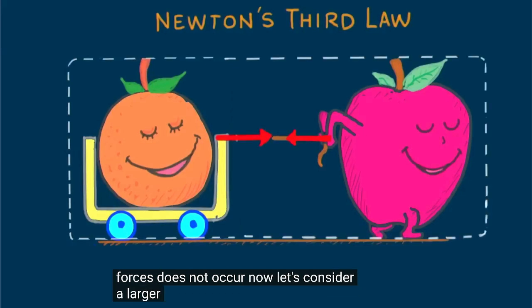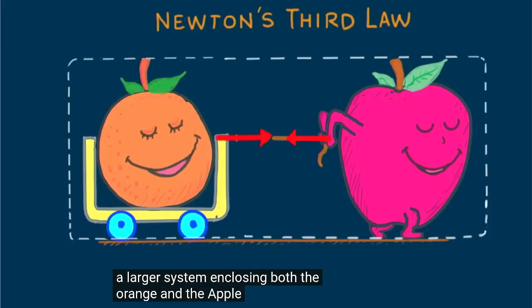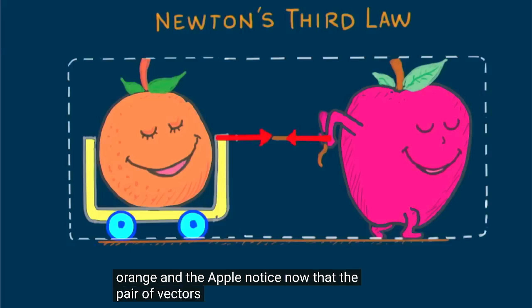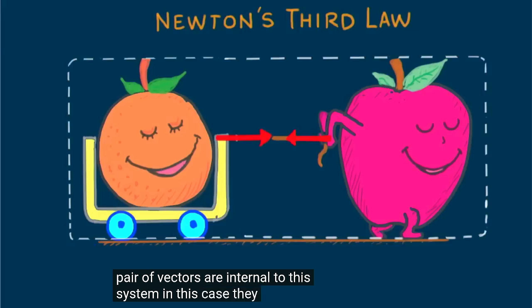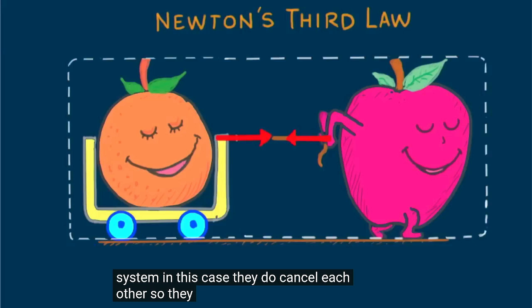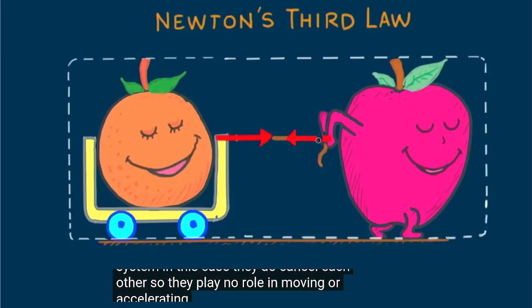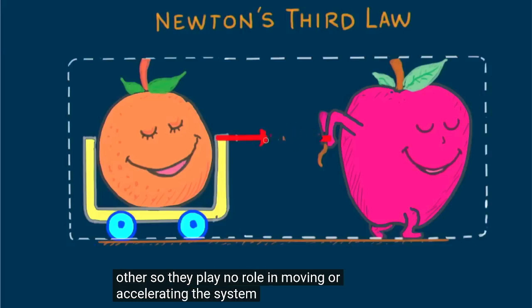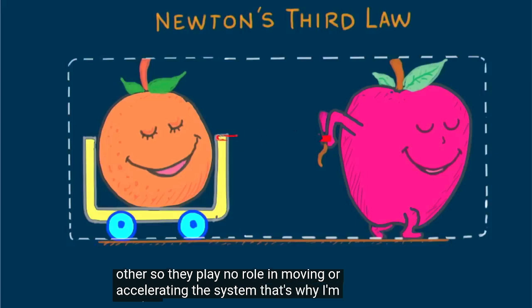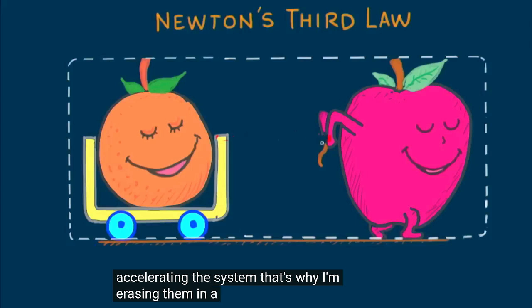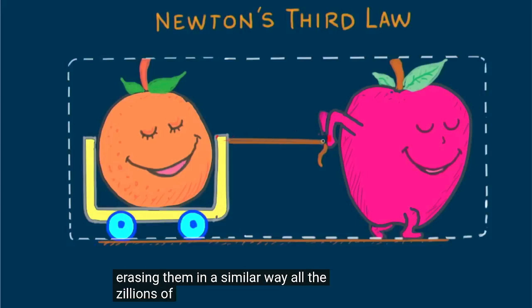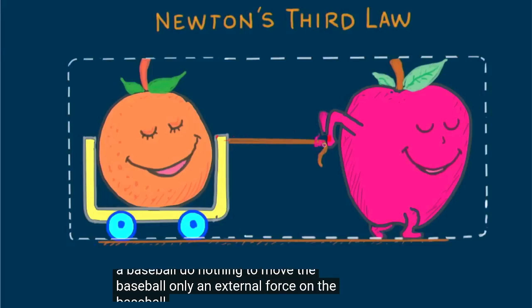Now let's consider a larger system enclosing both the orange and the apple. Notice now that the pair of vectors are internal to this system. In this case, they do cancel each other, so they play no role in moving or accelerating the system. That's why I'm erasing them. In a similar way, all the zillions of forces between atoms inside a baseball do nothing to move the baseball. Only an external force on the baseball can move it.